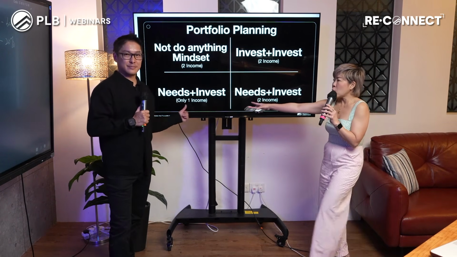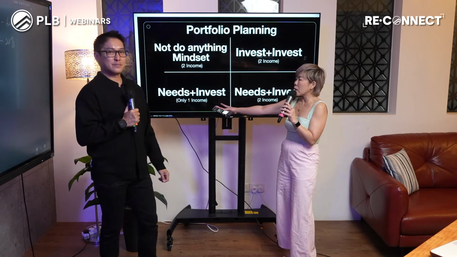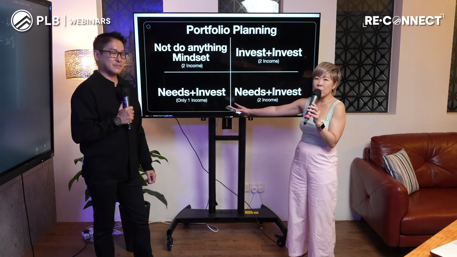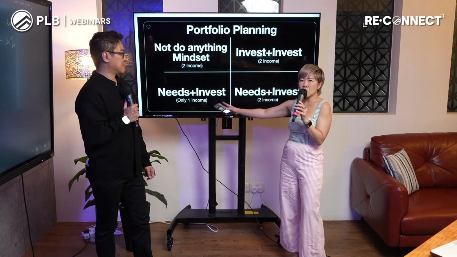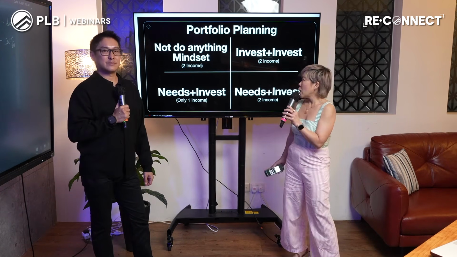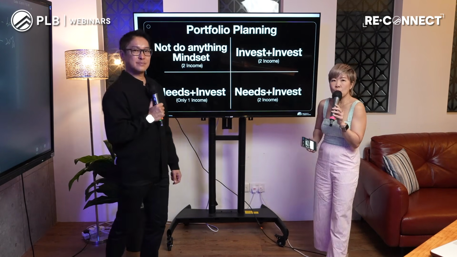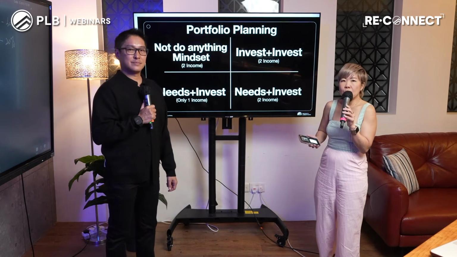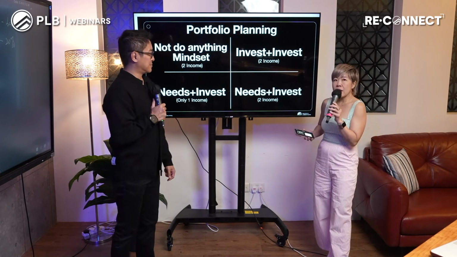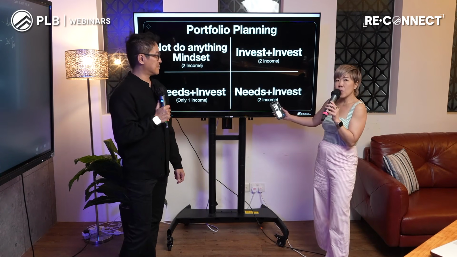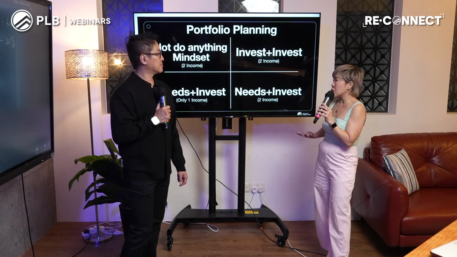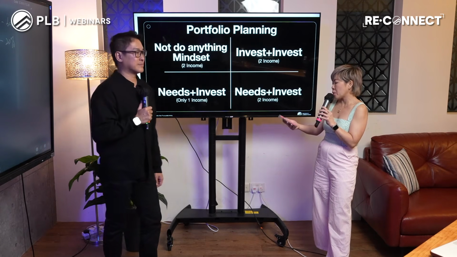This is also very good for individuals who have only one income. We can look at properties for you to stay in that also have investment value. And if you have two incomes, it could be two properties where you invest in both and rent them out, or one for staying and one for investment. This is how we plan out the portfolio.